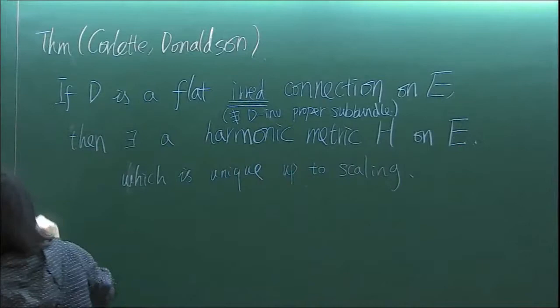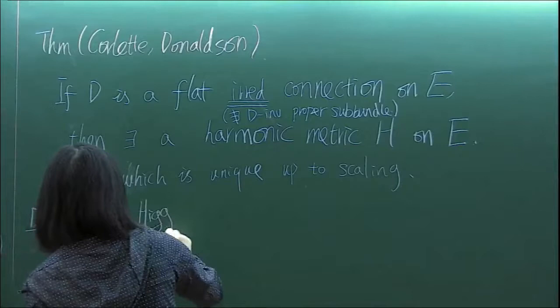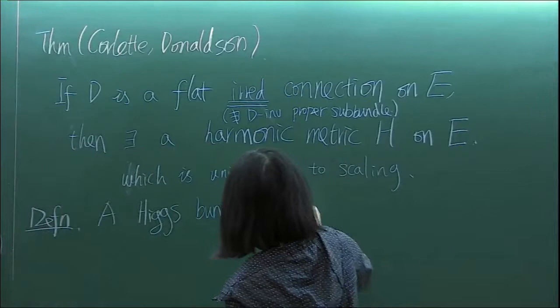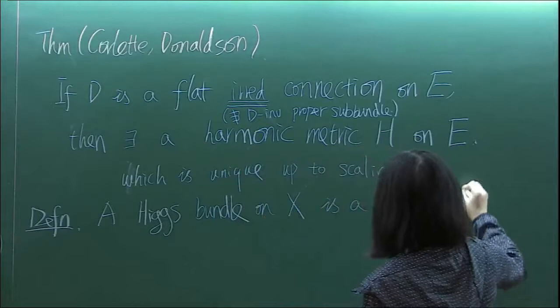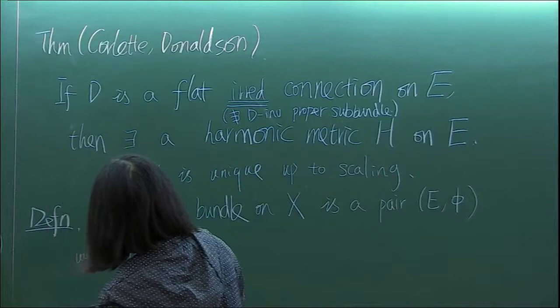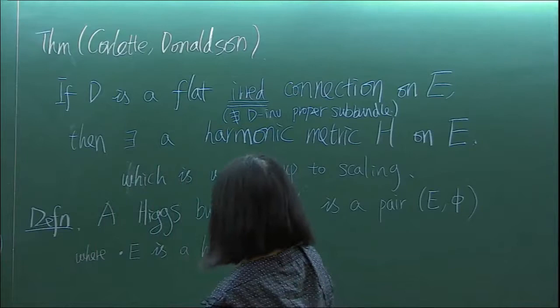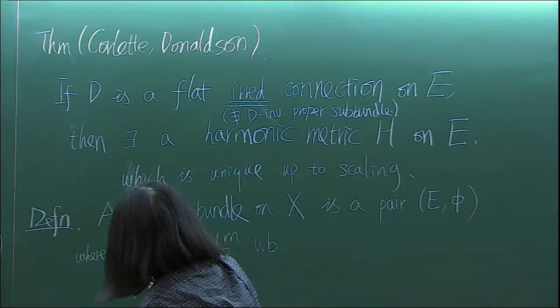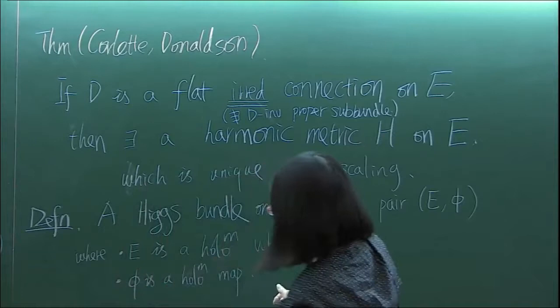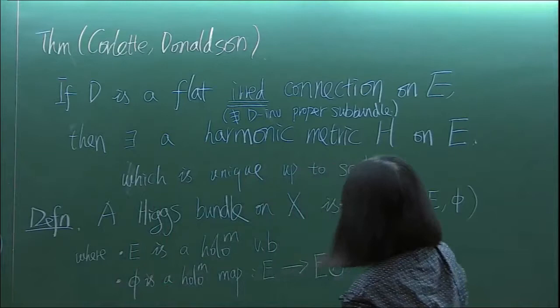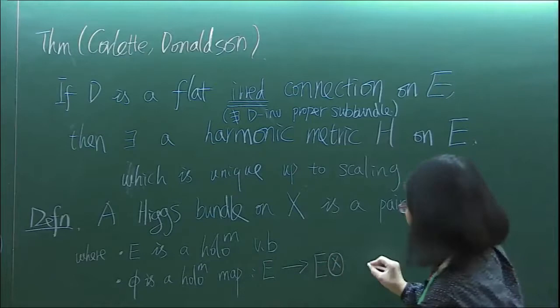So first, the definition. A Higgs bundle on the Riemann surface X is a pair (E, phi), where E is a holomorphic vector bundle, and phi is a holomorphic map from E to the bundle E twisted by our holomorphic cotangent bundle over X, which I denote as K. So just this is a one form.